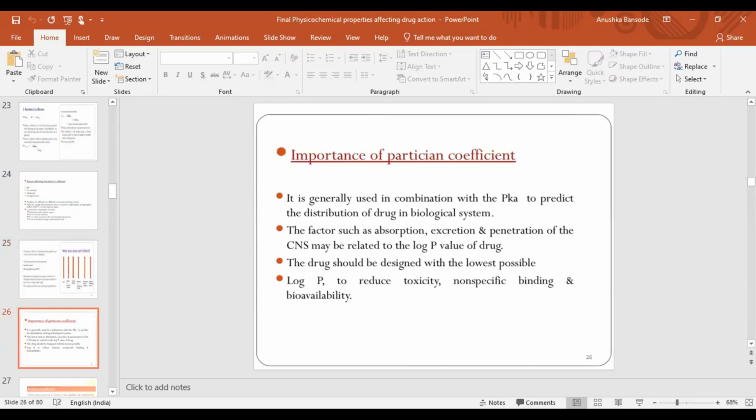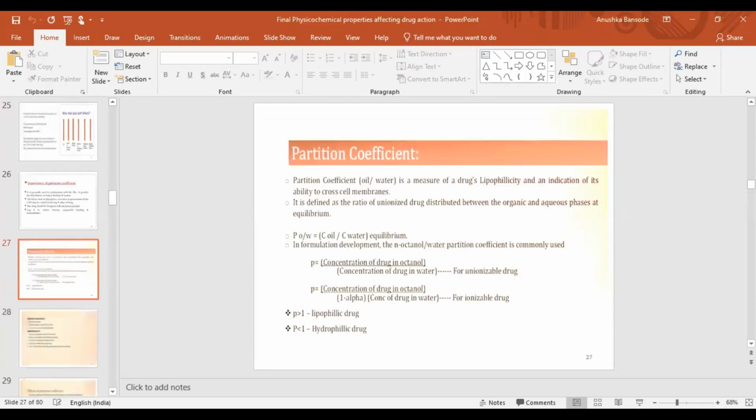It is generally used in combination with pKa to predict the distribution of a drug in a biological system. Factors such as absorption, excretion, and penetration of the CNS may be related to the log P of the drug. Drugs should be designed with the lowest possible log P value to reduce toxicity, non-specific binding, and poor bioavailability. So this is the revision of what we have done about the partition coefficient.